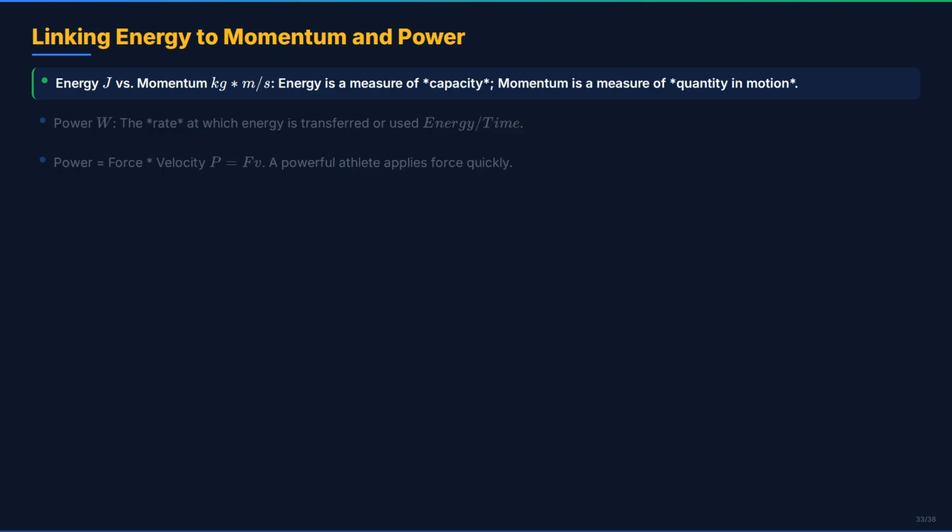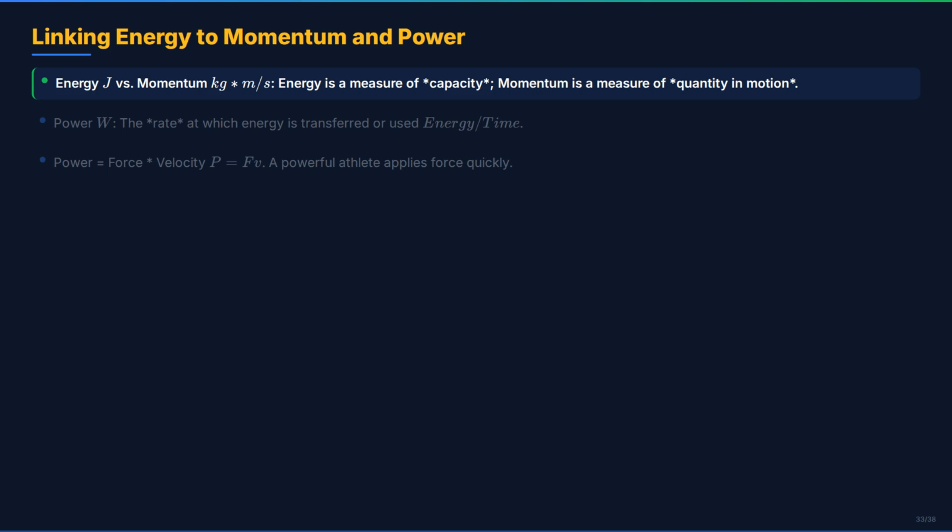Potential energy and kinetic energy are crucial, but they are just parts of a bigger picture. Let's connect this to momentum. $p equals mv$. Momentum tells you how much oomph an object has, regardless of its speed or mass. However, energy tells you what the object can do.